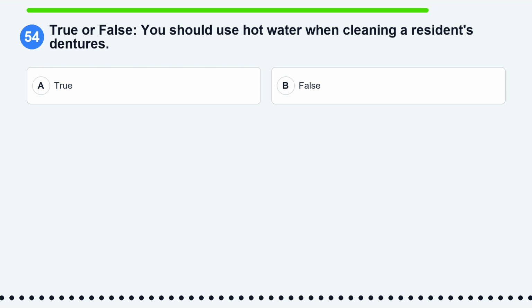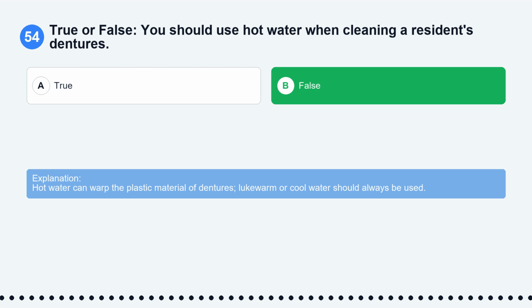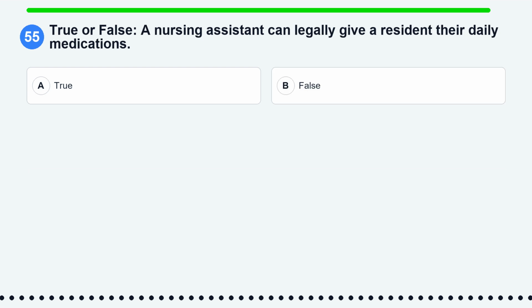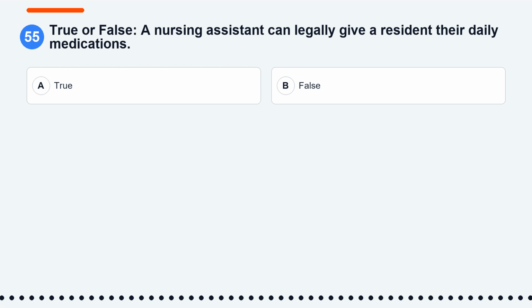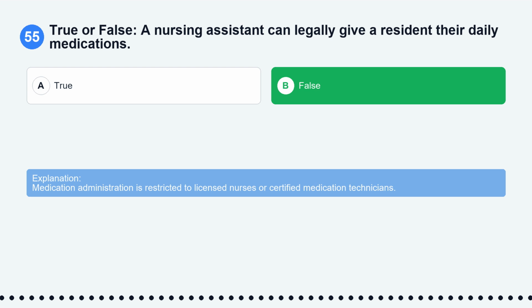Question 54. True or false? You should use hot water when cleaning a resident's dentures. Option A. True. Option B. False. The correct answer is option B. False. Hot water can warp the plastic material of dentures. Lukewarm or cool water should always be used. Question 55. True or false? A nursing assistant can legally give a resident their daily medications. Option A. True. Option B. False. The correct answer is option B. False. Medication administration is restricted to licensed nurses or certified medication technicians.